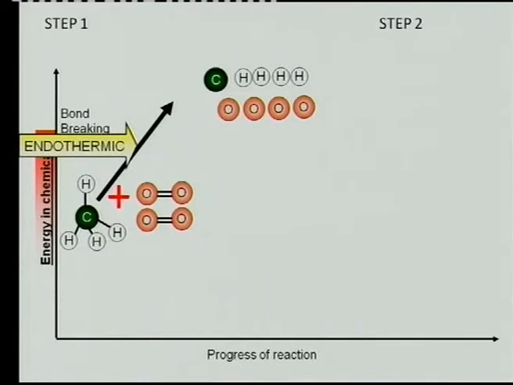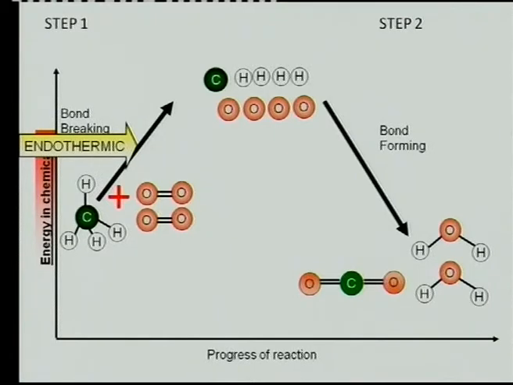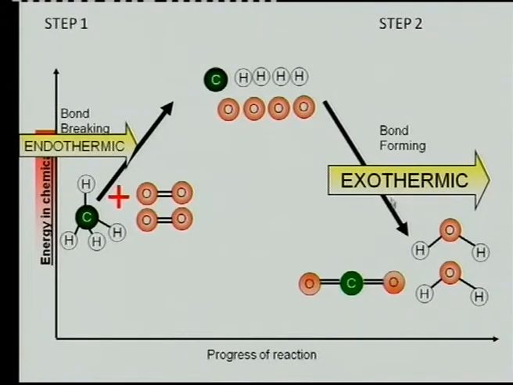Then we get our activated complex, and then we rearrange them, and when they form new bonds like this, we find new bonds or new arrangement, new substance. That is what the chemical reaction is, forming new substances from the reactants. We find here energy goes out when bonds are formed.